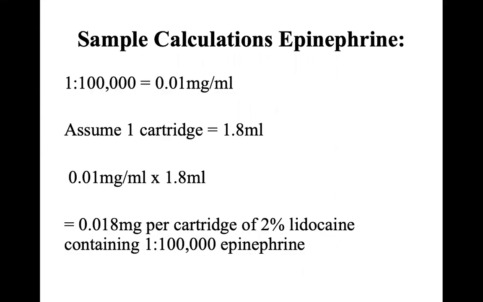Okay, so I have a sample calculation of how to calculate how much epinephrine you're administering. Say, for example, you have a 2% cartridge of 1 in 100,000 epinephrine. This equates to approximately 0.01 milligrams per milliliter of epinephrine. Assuming one cartridge is 1.8 milliliters, you just multiply the 1.8 milliliters times 0.01 milligrams per milliliter, and you get 0.018 milligrams per cartridge of 2% lidocaine containing 1 in 100,000 epinephrine.